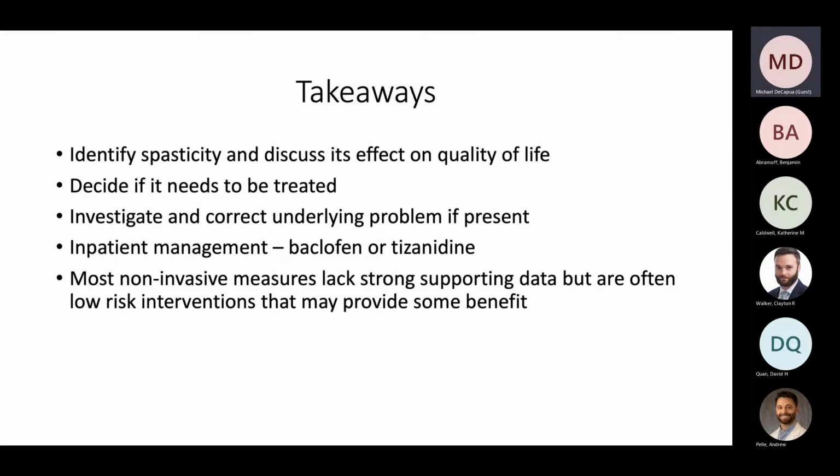Overall, some takeaways. As a PGY2, I think these are the big things that I tried to take away from this. Identifying what spasticity is and discussing with the patient the effect of the spasticity on the quality of life, and then going from there to see if it needs to be treated locally or with systemic drugs. Always looking for and trying to correct the underlying problem if there's an acute worsening, rather than reaching for something like baclofen or tizanidine.